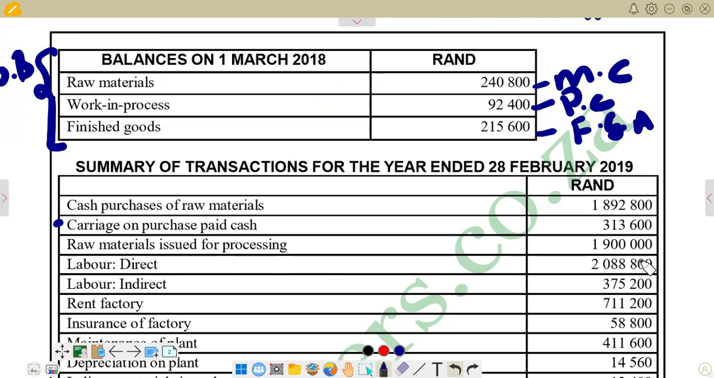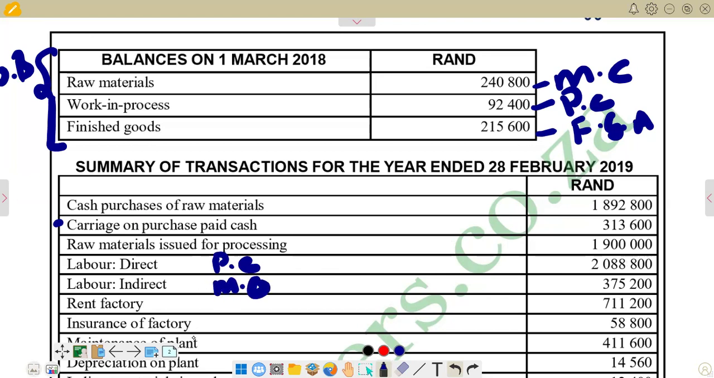Remember, when it's indirect labor, we are supposed to post it to the manufacturing overheads. Remember, indirect labor is under manufacturing overheads. And when it's direct, we are supposed to add it to direct material to get a prime cost. So we are going to enter into the production control. So basically this one is supposed to go to production control, and this one is supposed to go to manufacturing overheads.